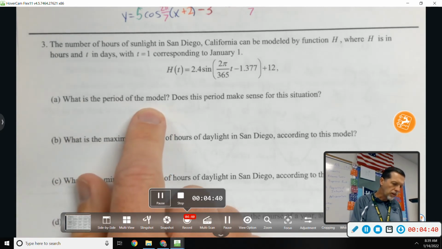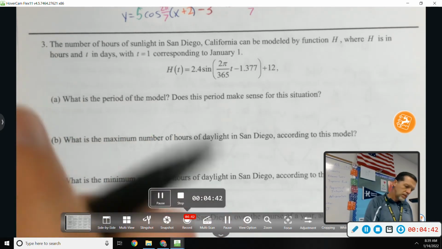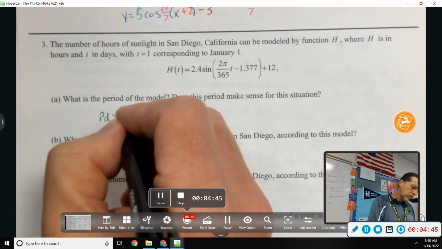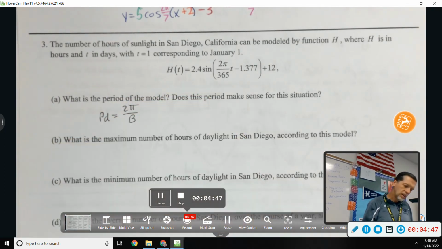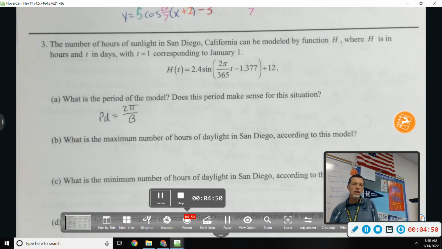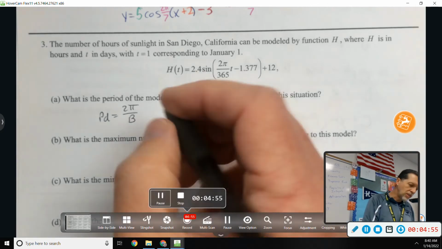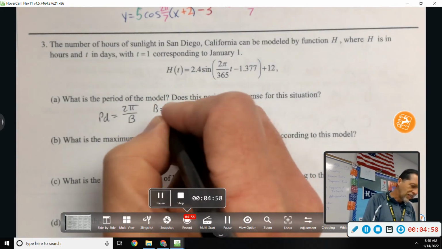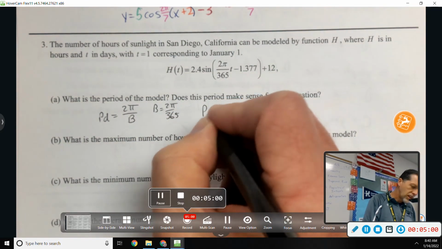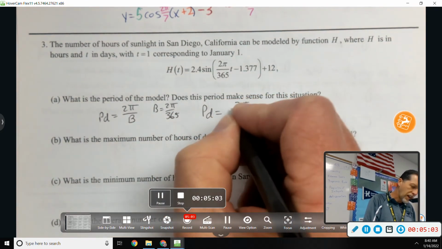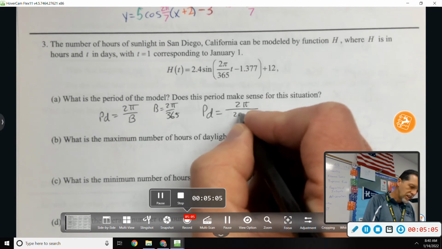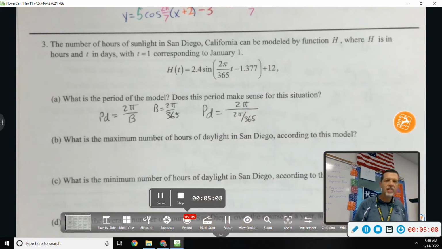What is the period of this model? So period equals 2 pi over b. Oh, that's not fun. What's b equal to? 2 pi over 365. So this is going to look kind of weird. So the period is 2 pi over 2 pi over 365. If I keep it, change it, flip it, I get 365.